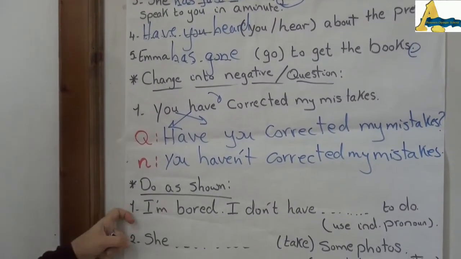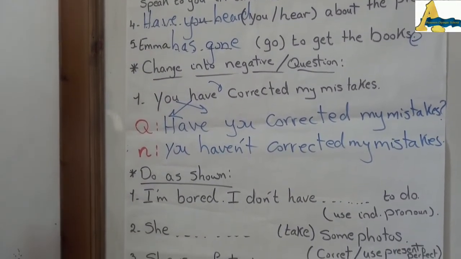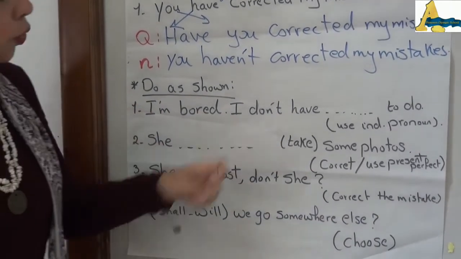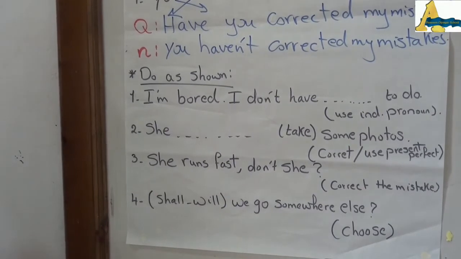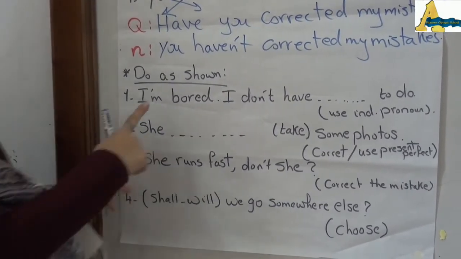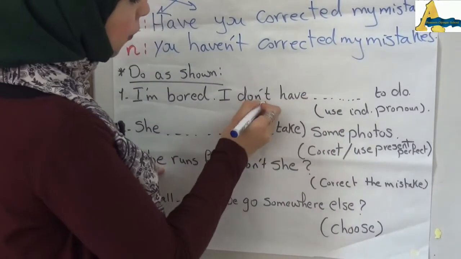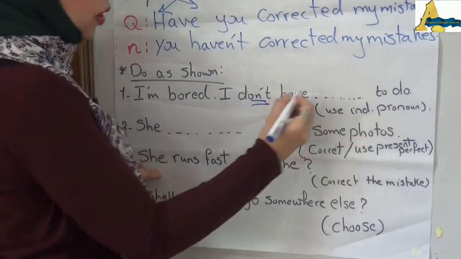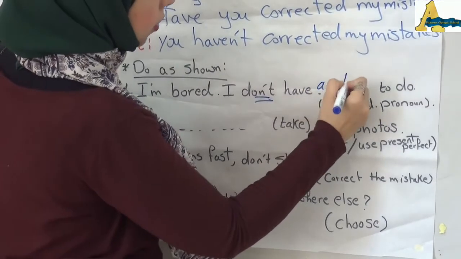Okay, do as shown. It's a different exercise that we're going to have the order beside each sentence. For example, I'm bored. I don't have what to do. Here I want you to use an indefinite pronoun. So I'm bored, I don't have. Here we have a negative form. So what are the indefinite pronouns? Some or any. So we're going to use anything.